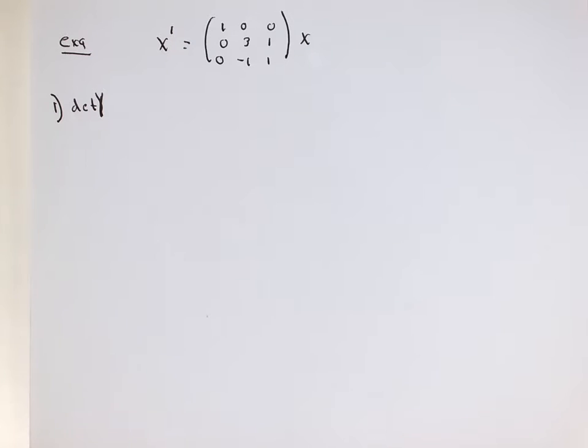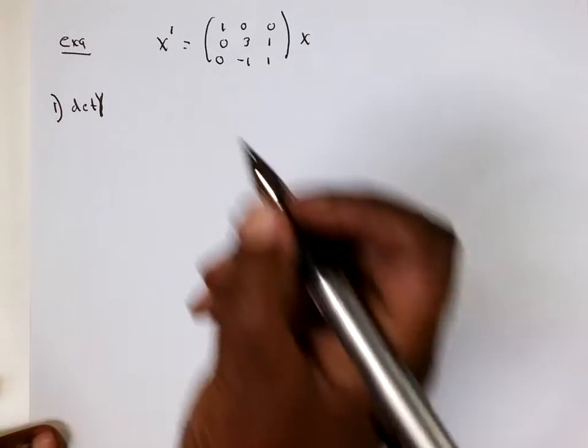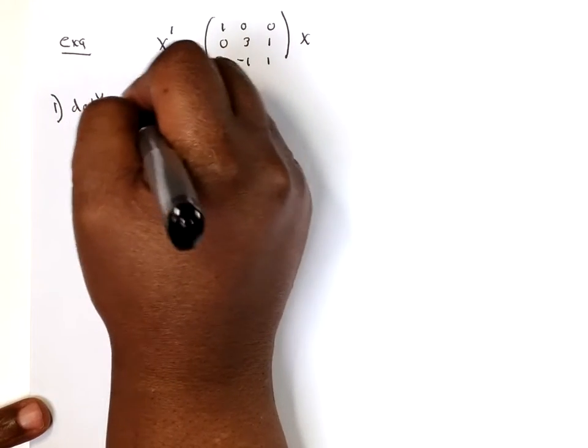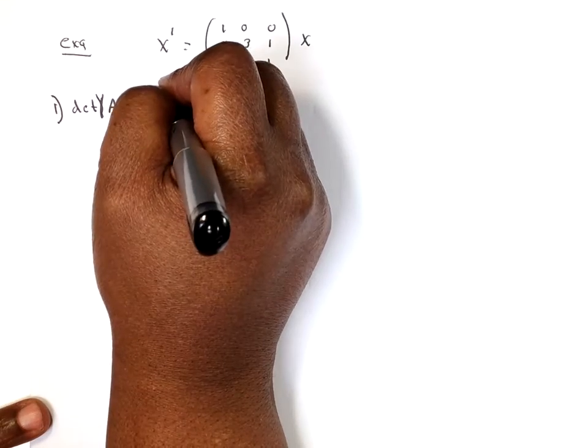For our next example, we have x prime is equal to matrix A times x. So A is 1, 0, 0, 0, 3, 1, 0, negative 1, 1. So the first thing I need to do is find the determinant of A minus lambda I.